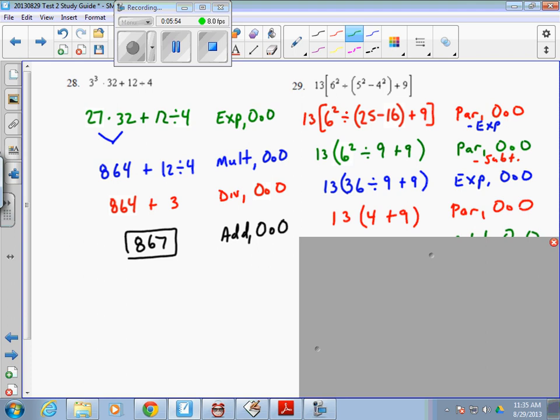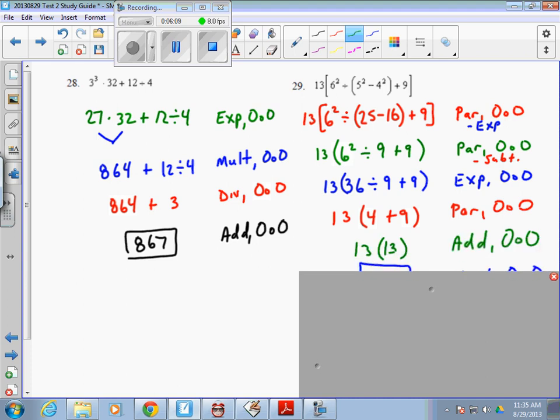Next thing you need to do is inside the parentheses, you need to do division. 36 divided by 9 is 4 plus 9. And again, besides parentheses, you could have called that division. Then you have to do what's inside parentheses next. 4 plus 9 is the number 13. So now you have 13 times 13.